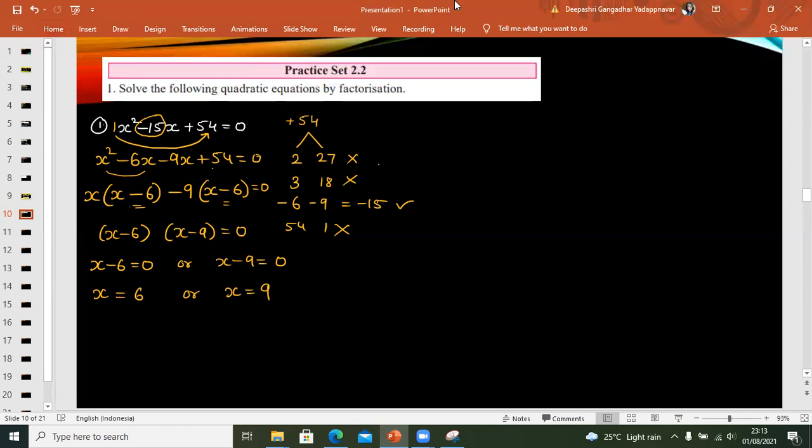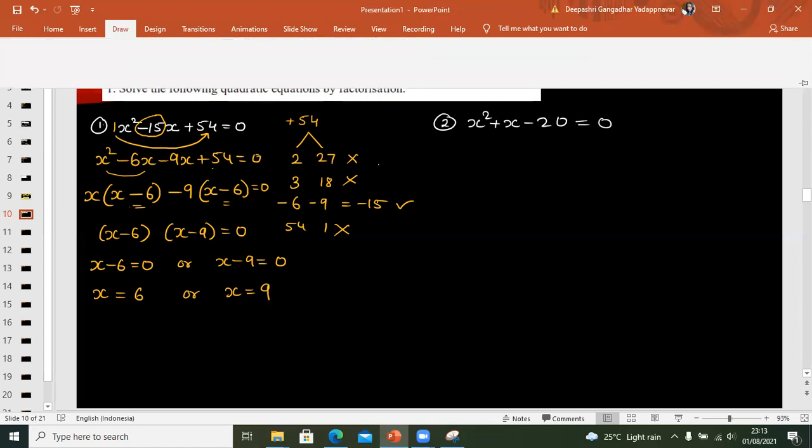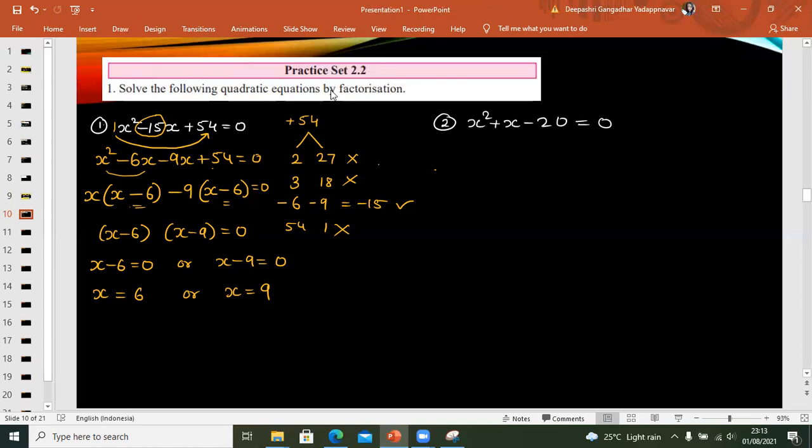Let's solve the second question from this exercise. The second question is x square plus x minus 20 equals 0. Again, the first number here is 1. So 1 multiplied by negative 20 will give you negative 20. We have to use this negative sign because that will help you to find the correct answer.